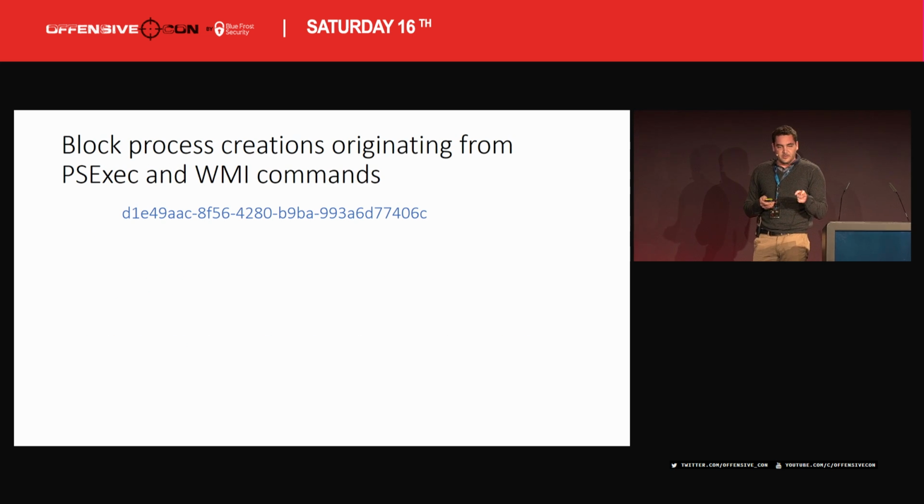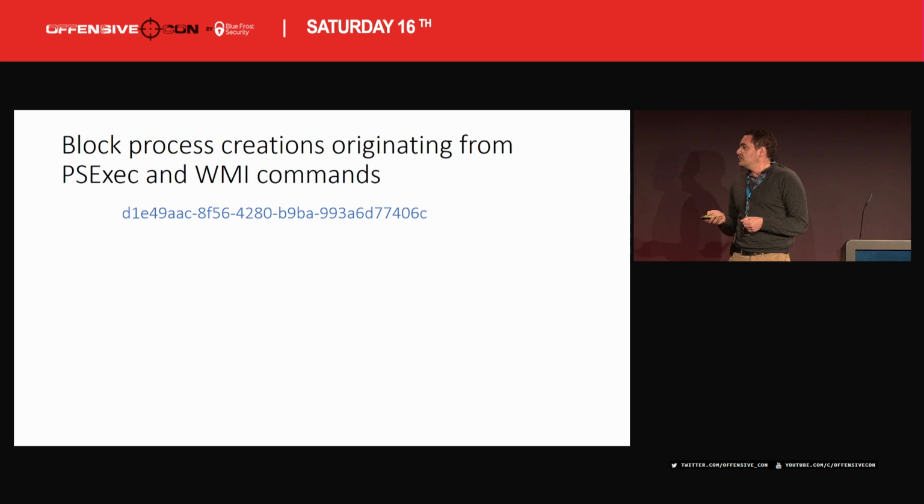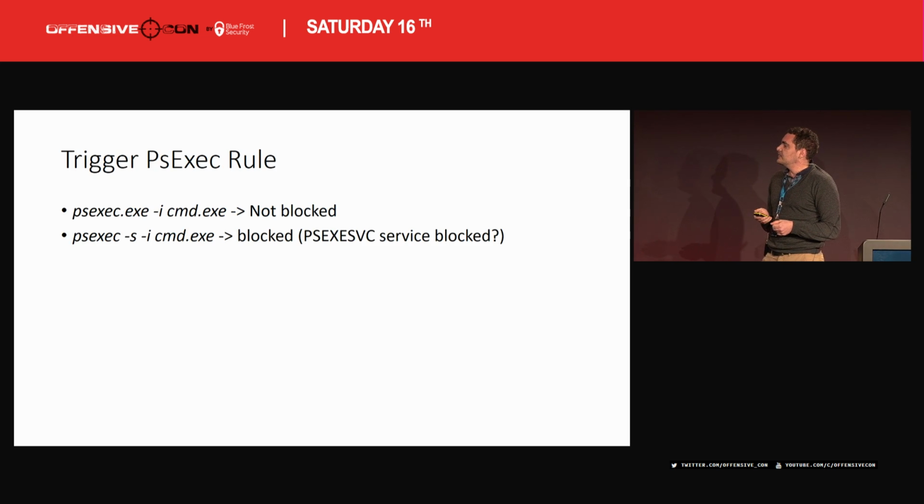I already talked about some of this, how to bypass. I wanted to focus on psexec a bit more, because I find something strange. If I run psexec -i, the simple command, that's not blocked. But if I try a more advanced command, like -s to start a system shell, for example, that's blocked. And after some research, I found out that it's probably the PSEXESVC service which is blocked.